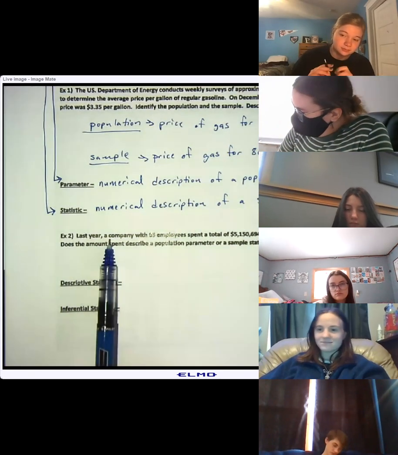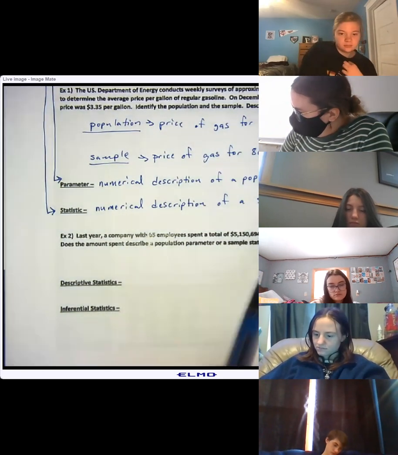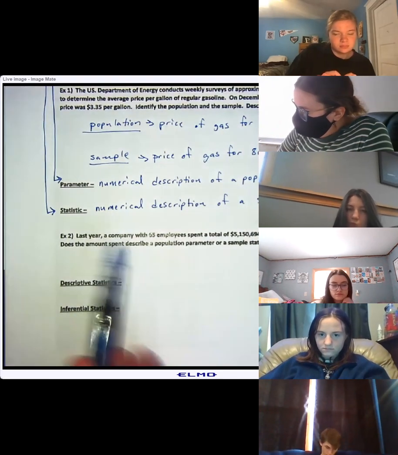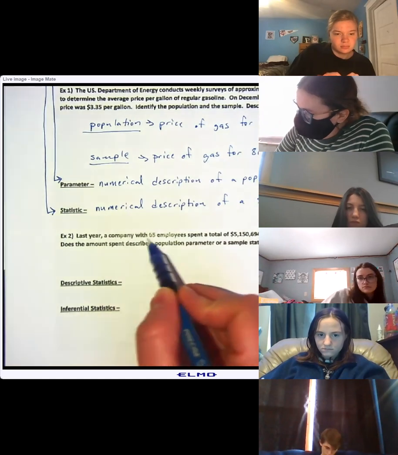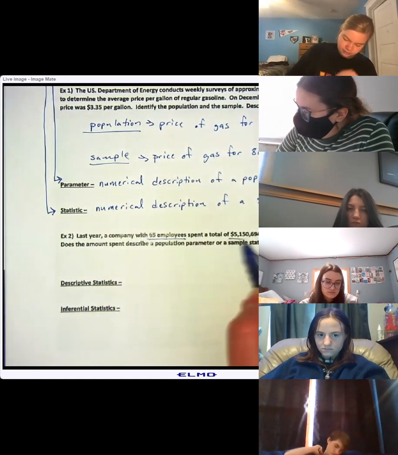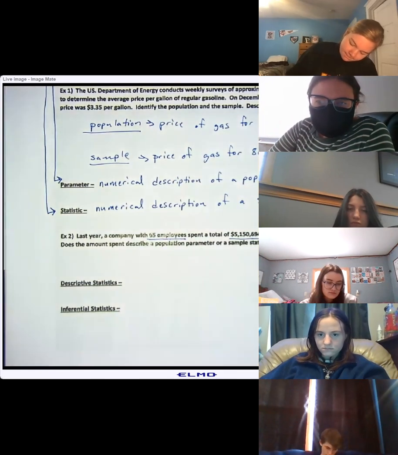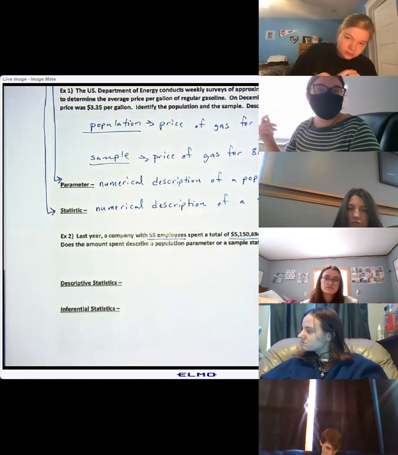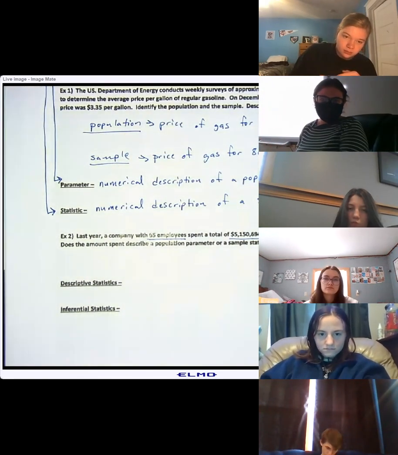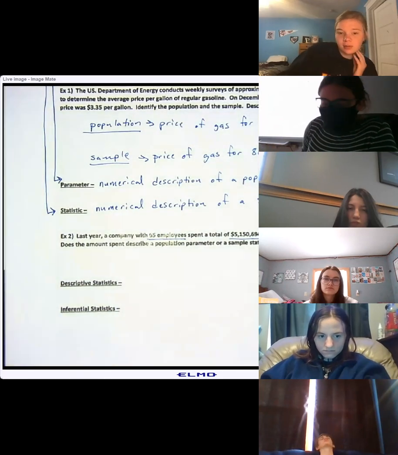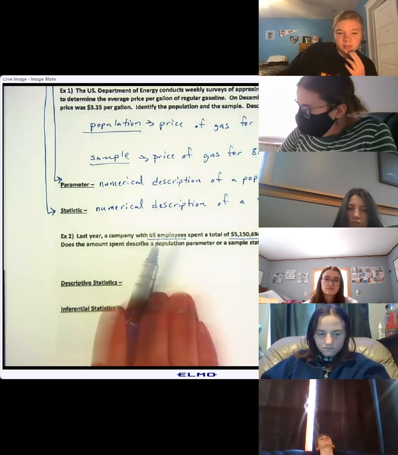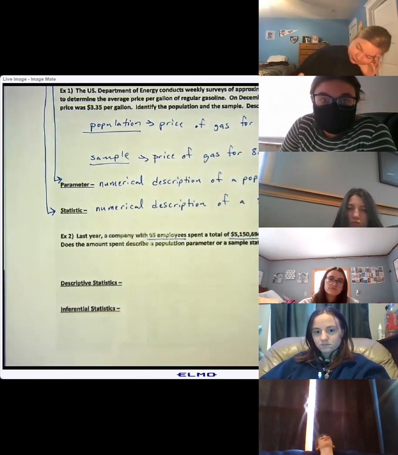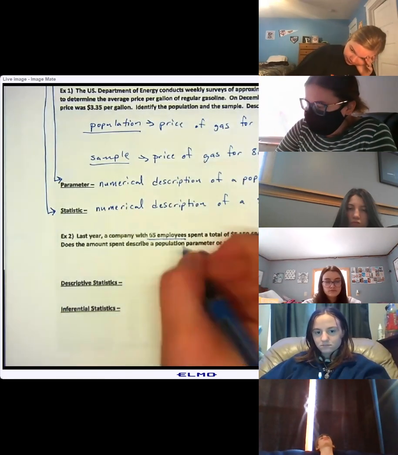All right, last year, a company with 65 employees spent a total of that much on employee salaries. Does this amount describe a population parameter or a sample statistic? Okay, so it says that they had 65 employees, right? And they've got this much money is how much they spent on salaries. So the big question is, the money we're talking about for salaries, is it for a population or a sample? What do you guys think? Well, it says that the company has 65 employees, and it says a total of this on salary. So I think this is all of them. Like this is everybody in the company. So because it's a population, that means it's a parameter.